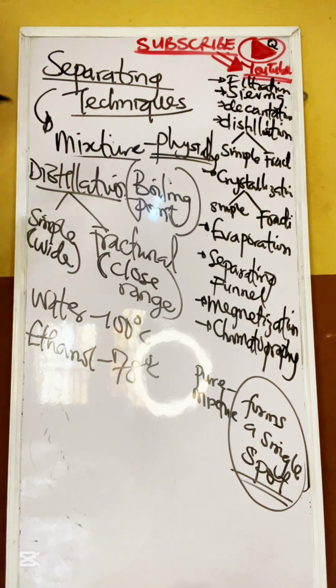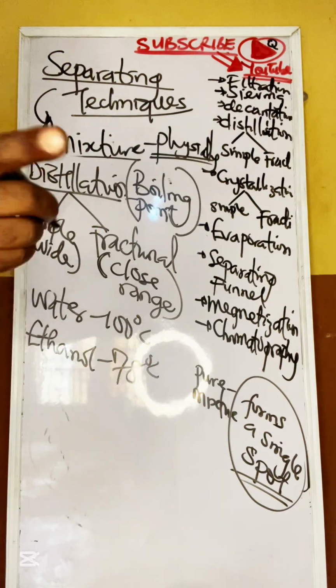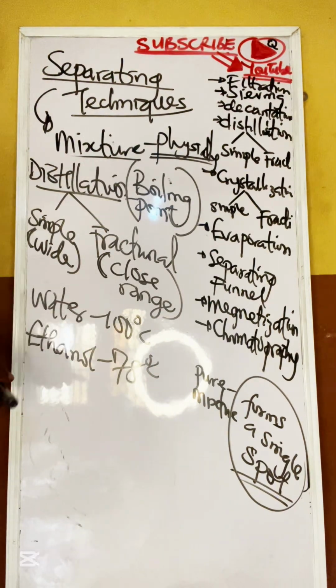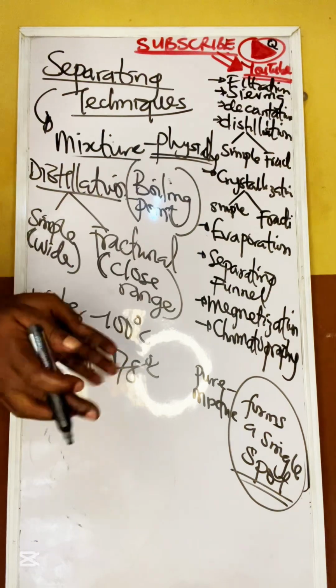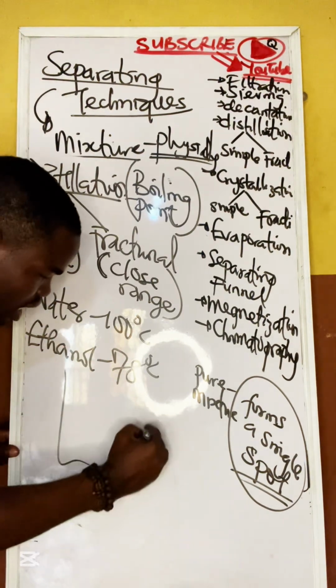Now, don't forget that these liquids must be miscible. Very, very important, because if it is immiscible liquids, there's another method we use. So they must be miscible, that is, they must be able to mix together. That's what it means by miscible.